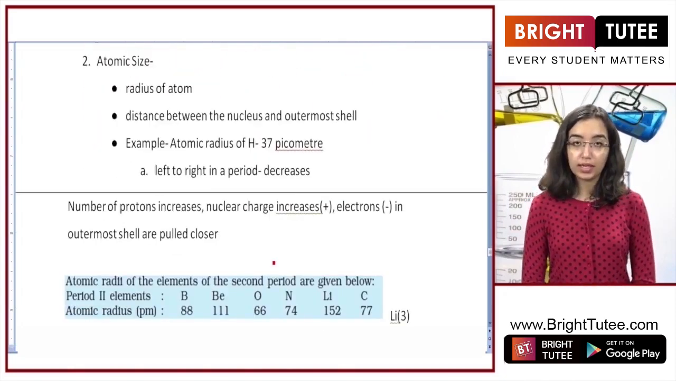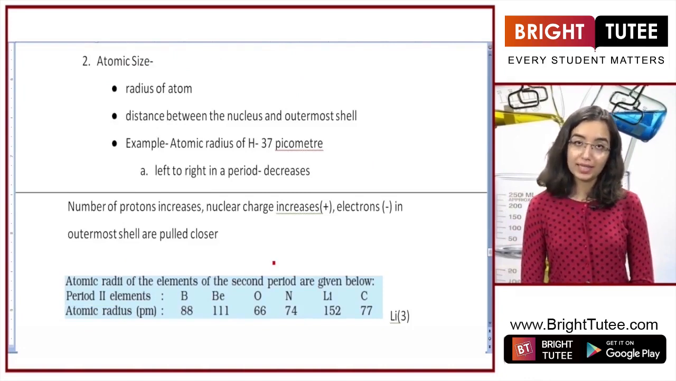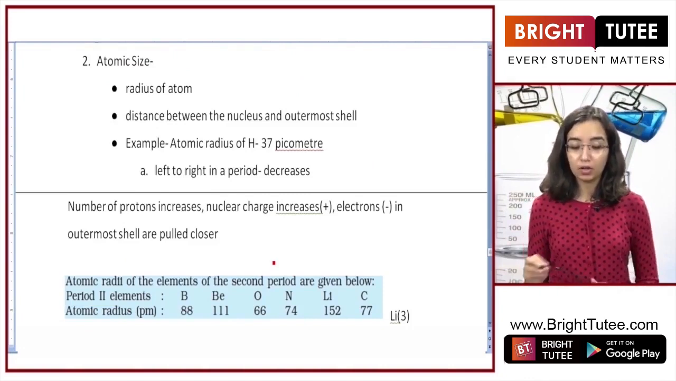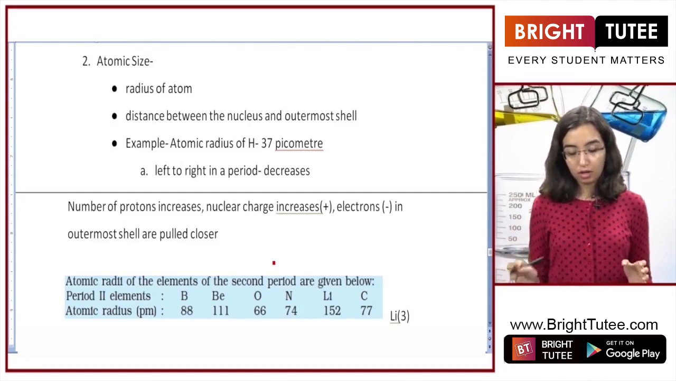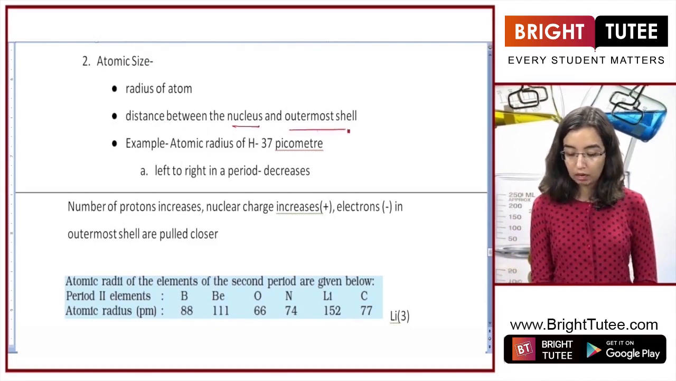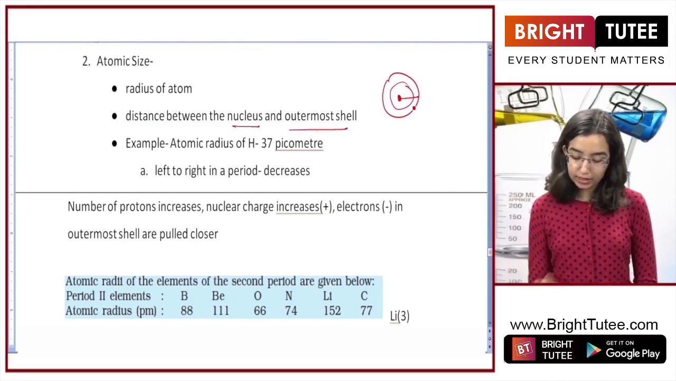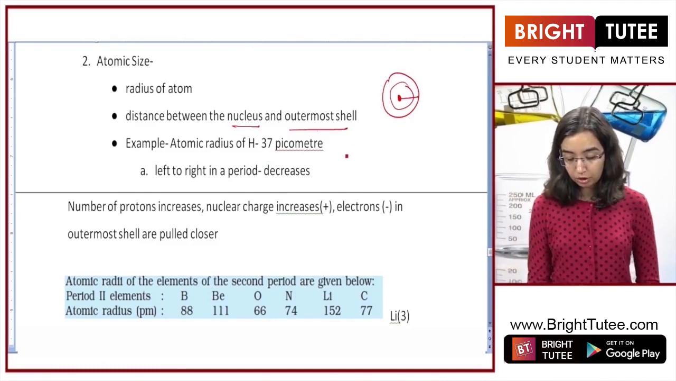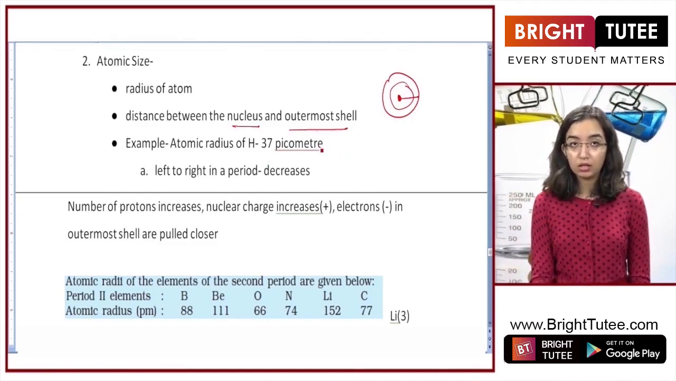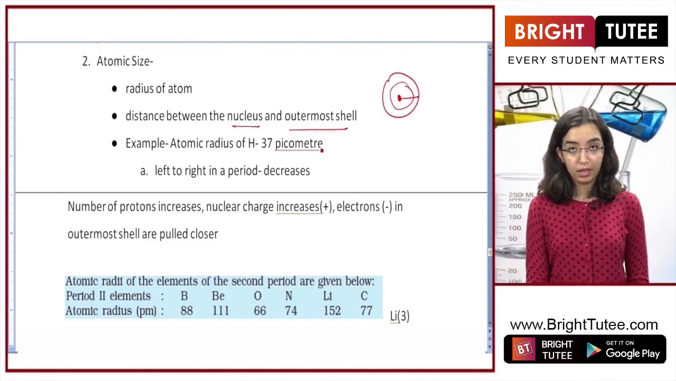The second trend that we will talk about is atomic size. Now what is atomic size? Atomic size is the radius of an atom. How do we measure it? We measure it by measuring the distance between the nucleus and the outermost shell. So the radius of the atom, which is the distance between the nucleus and the outermost shell, is called the atomic size. We have an example of hydrogen given here. The atomic radius of hydrogen is 37 picometers. A picometer is 10 to the power -12 meter.